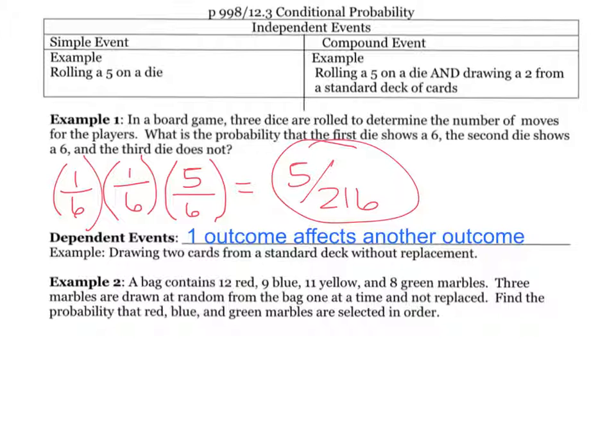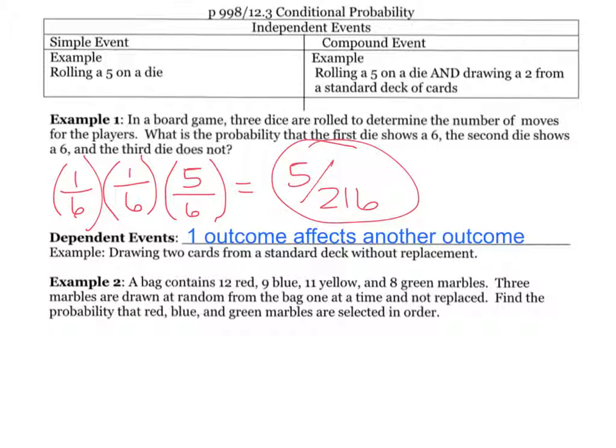A dependent event is when one outcome affects another outcome. In our last example, whatever we rolled on one die didn't affect what we rolled on the other one. But then there are some events that are dependent. One thing affects the other. An example of that is drawing 2 cards from a standard deck without replacing the first card. If I draw, say, a king of hearts the first time and don't replace it, then on the second time there's no way I'm going to draw a king of hearts. So the second event is dependent on the first event.